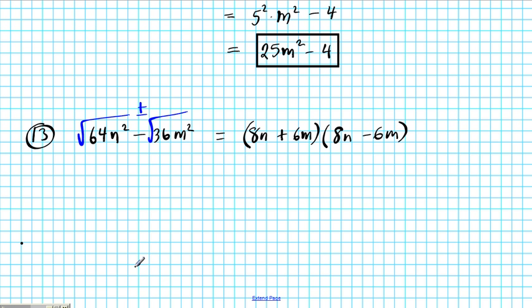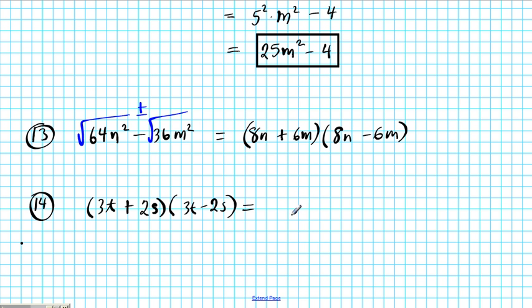Now, what if we had number 14? What if we had, I'm sorry, 3t plus 2s times 3t minus 2s. This is a factored form, so what we're going to do here is multiply.